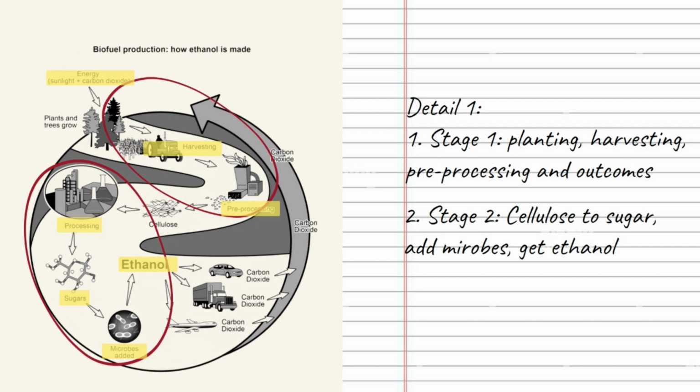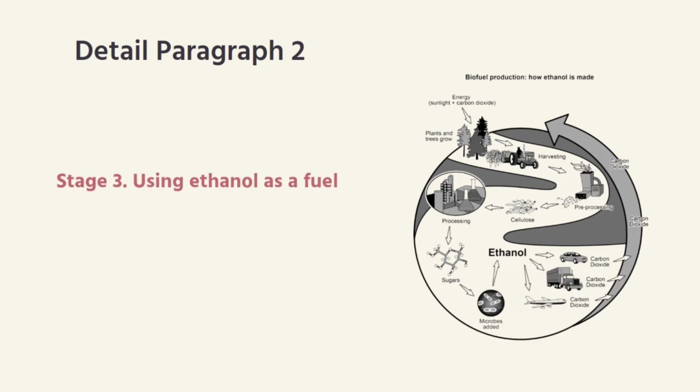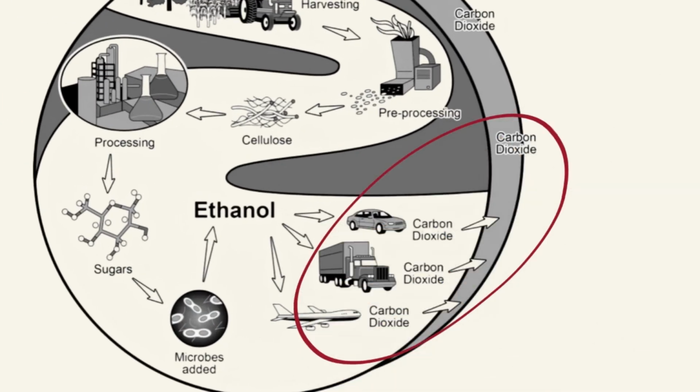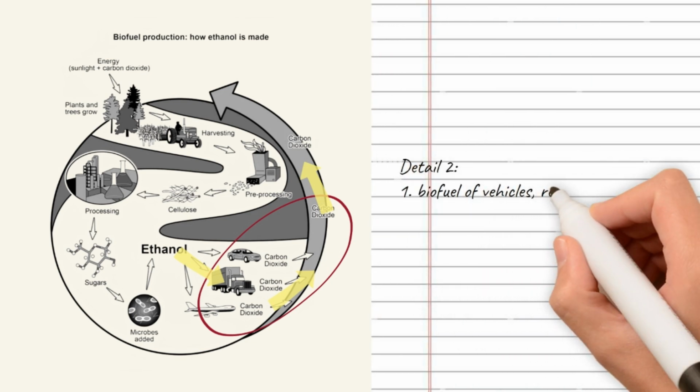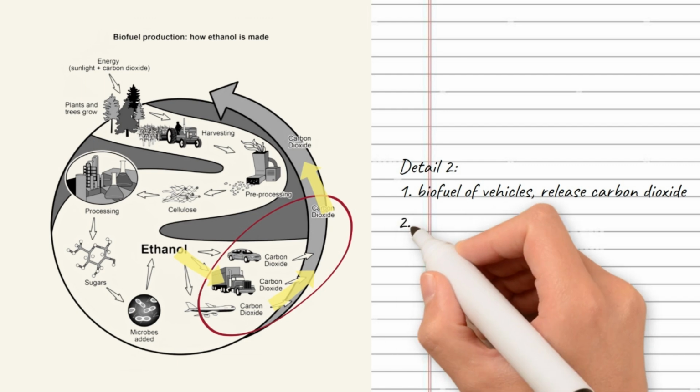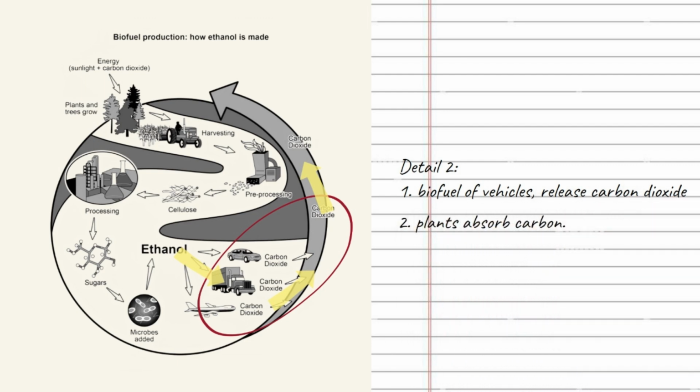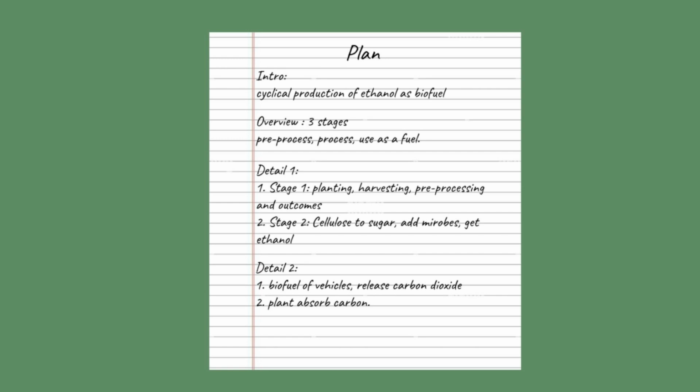Detail paragraph 2. For detail paragraph 2, we will describe the final stage and the use of ethanol as a biofuel. Sentence 1. Ethanol is used as a biofuel for various vehicles, which results in the release of carbon dioxide. Sentence 2. The carbon dioxide is then absorbed by plants and becomes part of the cycle. Then write the plan down. Biofuel of vehicles, release carbon dioxide. Plants absorb carbon.